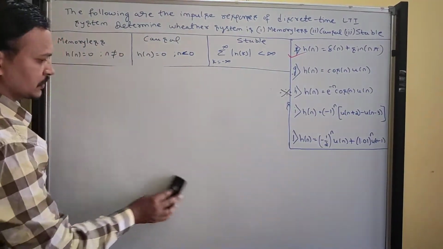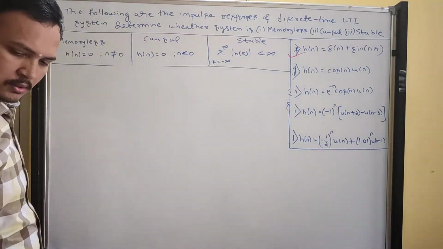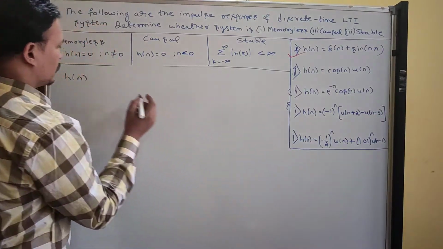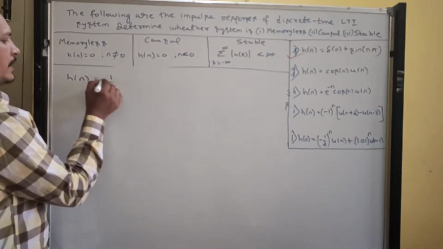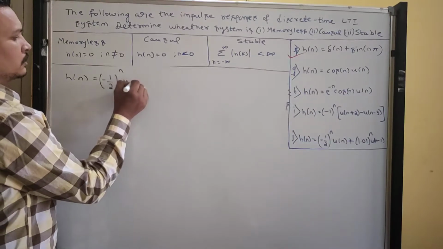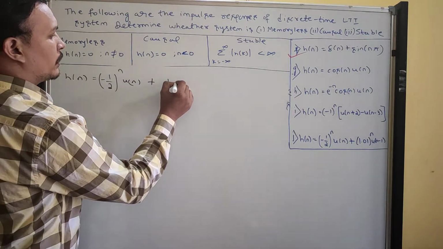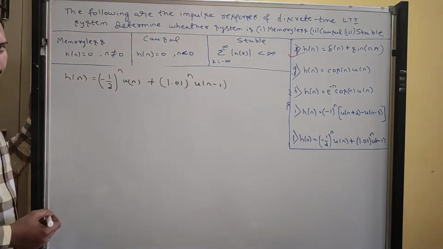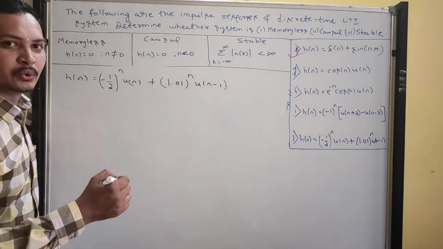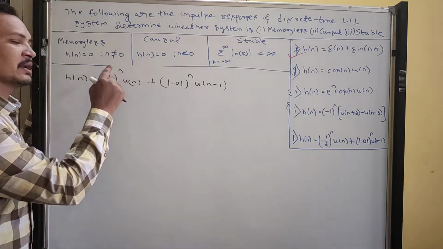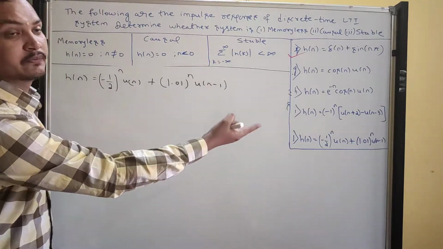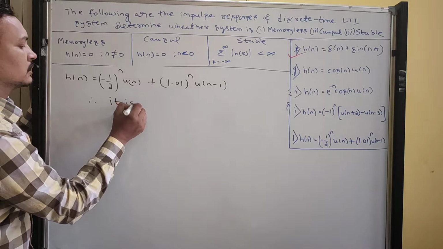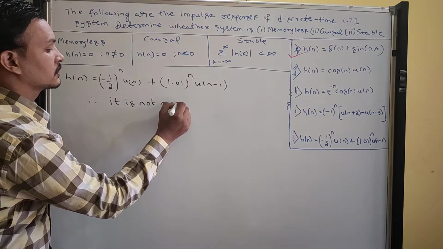And the next one is last one, and that is this problem. h of n equals minus 1 by 2 power n u of n plus 1.01 to the power of n u of n minus 1. Okay, here they given two terms. u of n is there, definitely some magnitude will be there. u of n minus 1 means 1 to infinity, definitely some magnitude is there. Therefore you can say it is not memoryless.